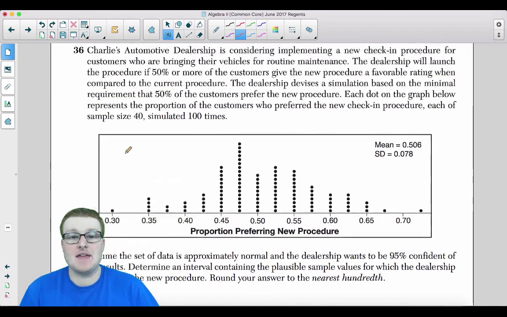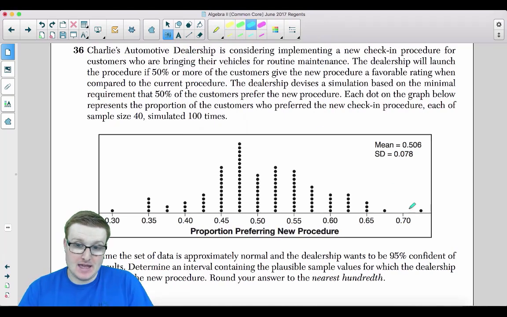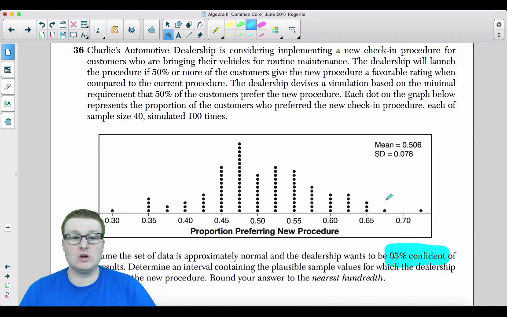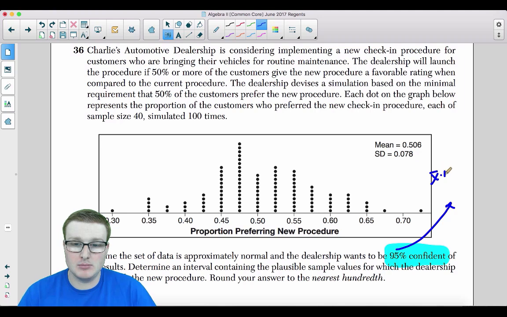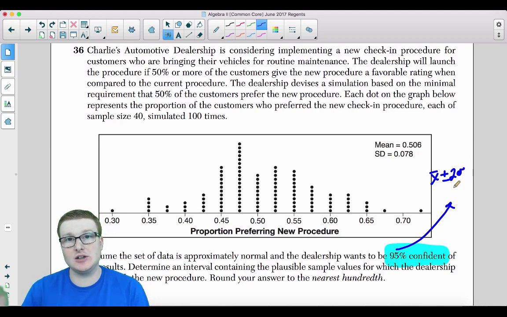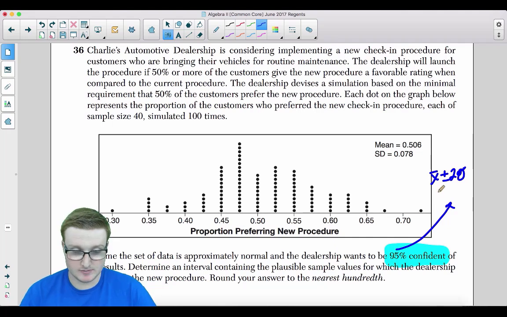Folks, I get it. And this is why I say that you can't cheat off of these videos. Please don't do it. This is a lot of reading, and you need to know what it's asking you to do. So what they're saying here is they want the 95% confidence interval, which means that you're taking the mean plus or minus 2 standard deviations. That's how you get your interval. And if you don't know that, you need to. 95% confidence means the mean plus or minus 2 standard deviations.